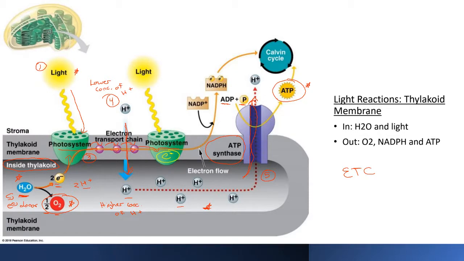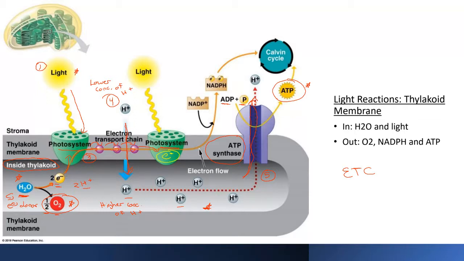Now the electron is tired, right? Because we just took most of that energy to pump hydrogen ions. Now what happens to the electron here? Well, the electron is going to be dumped, okay, in another photosystem, photosystem 1.